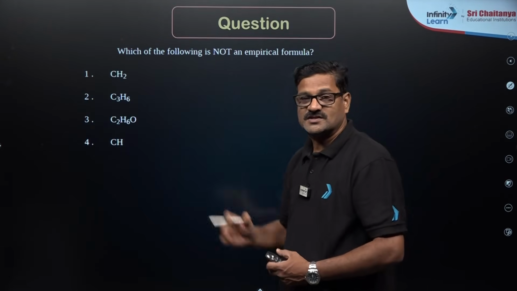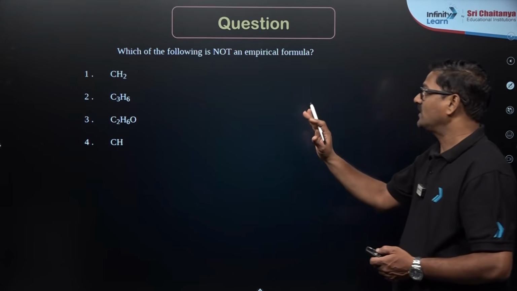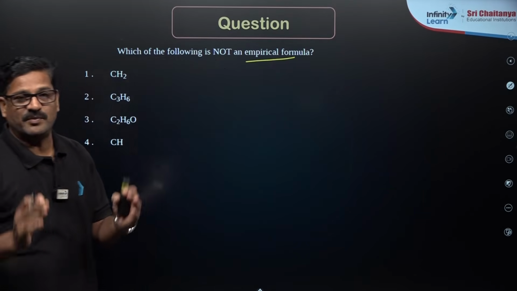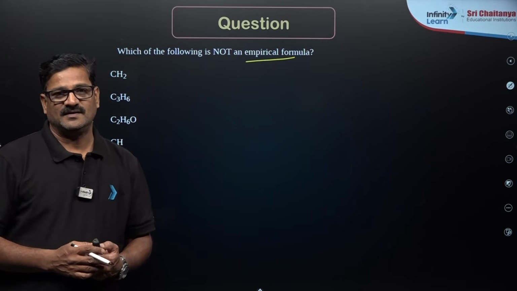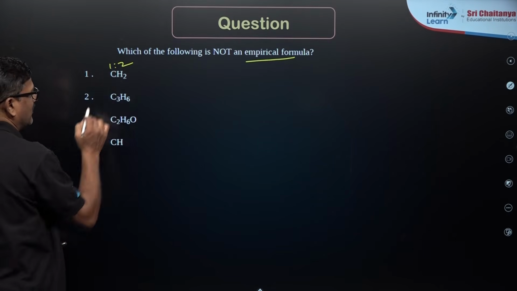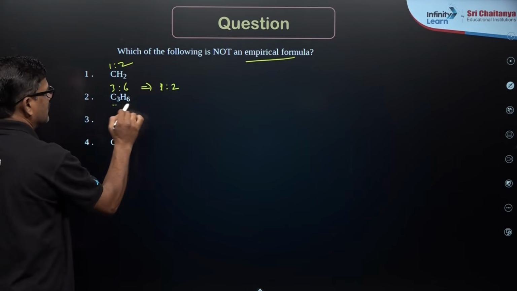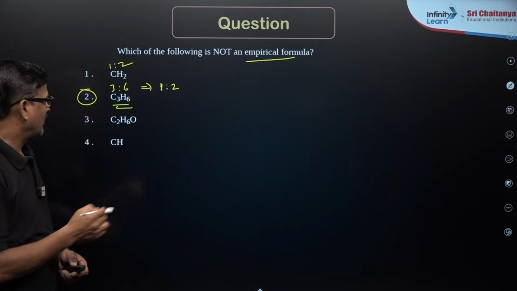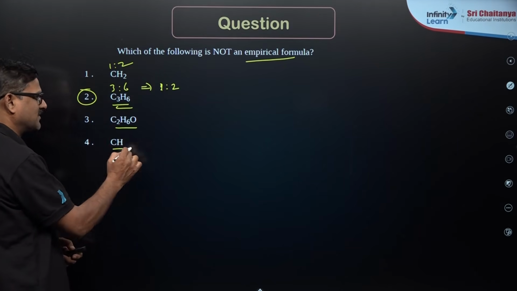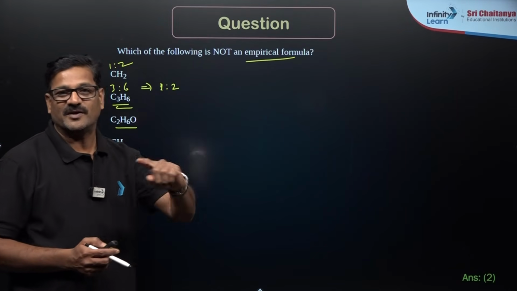Students, the question is asking about empirical formula and molecular formula. Which of the following is not an empirical formula? Empirical formula is the simplest ratio of the different elements present in the molecule. If you take 1:2, it is an empirical formula. 3:6 can also be written as 1:2, so it cannot be an empirical formula. You can say 2:6:1 is the simplest ratio, and 1:1 is the simplest ratio. So option 2 is not an empirical formula.